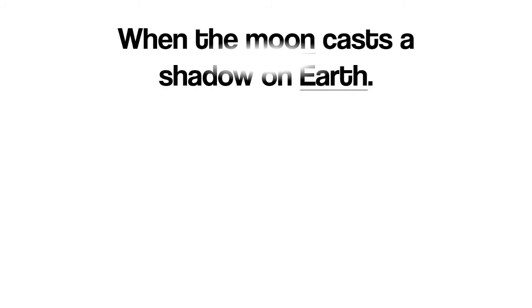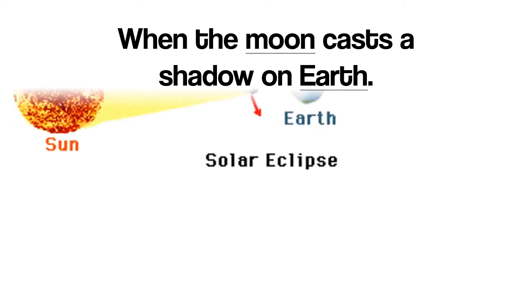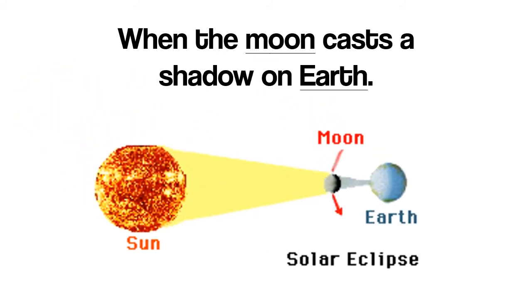So there's two kinds of eclipses we're going to focus on. The first one happens when the moon casts a shadow on Earth. That's what we call a solar eclipse.